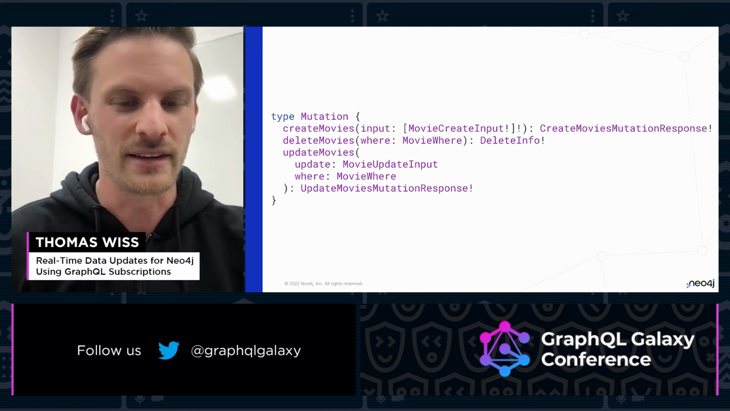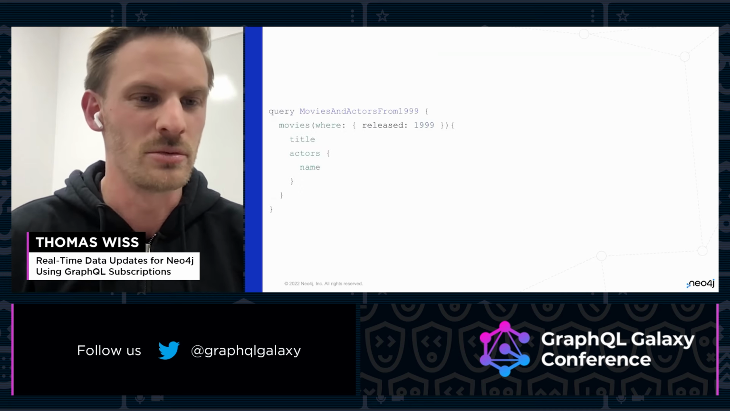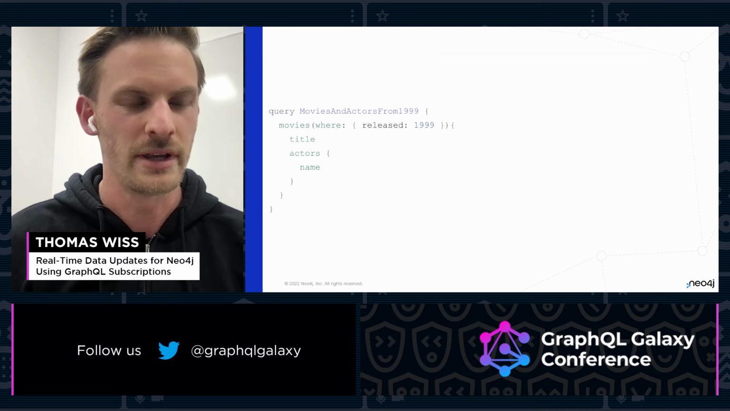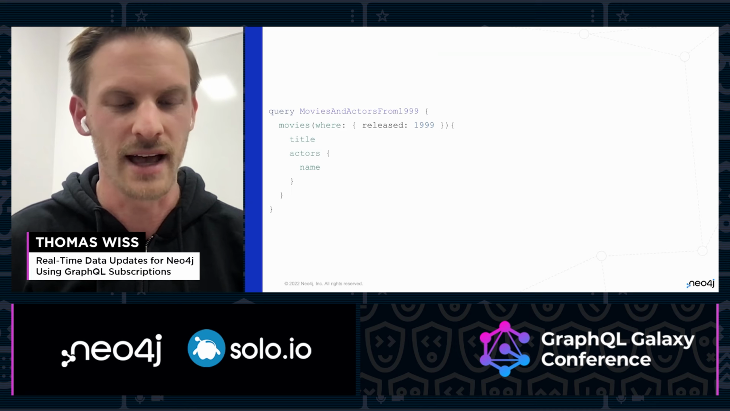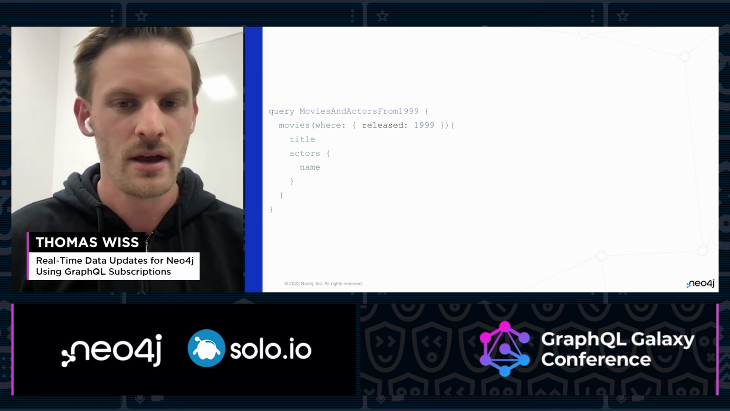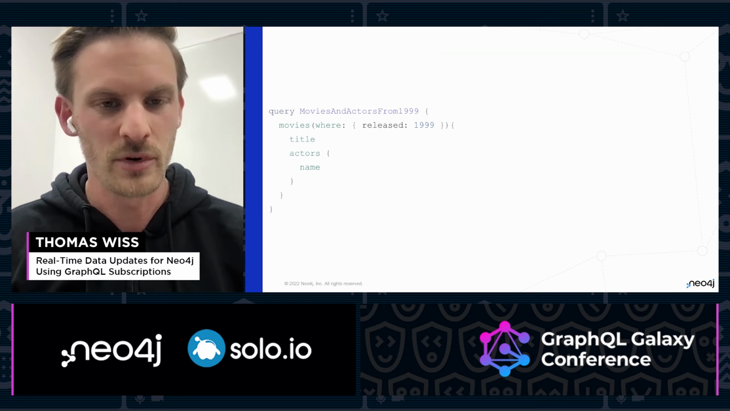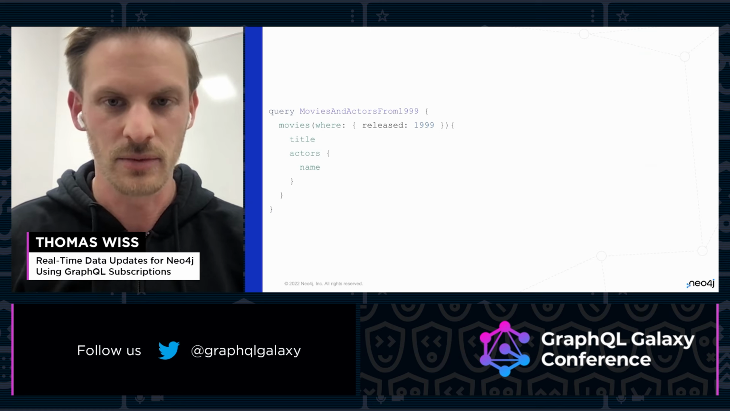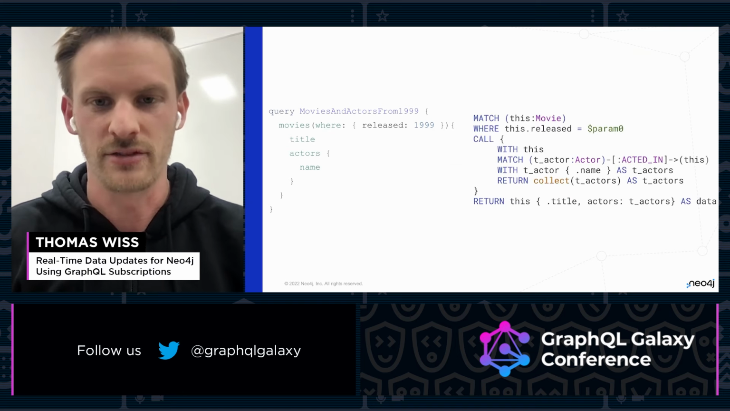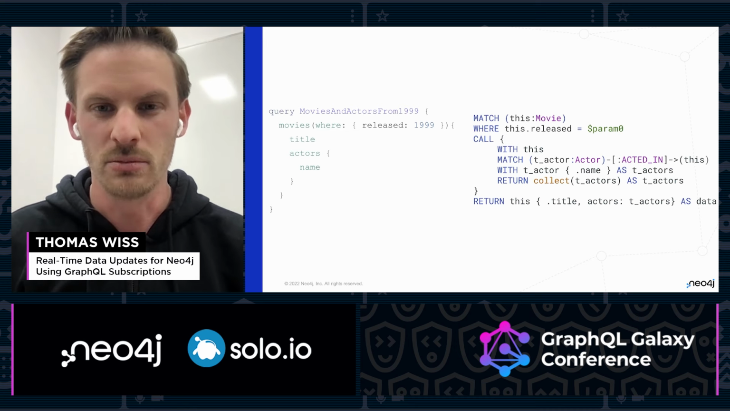So let's have a look at how all of this works on the query level. Something you're familiar with to start with, right? We have a GraphQL query where we want to get all the movies which were released in 1999. We want to get the title and the name of all the actors that acted in it. So far, so good. The Neo4j GraphQL library will then automatically translate this, when it gets this GraphQL request, to this Cypher query. And I'm going to walk you through it real quick. So on the top, we match all the movies.